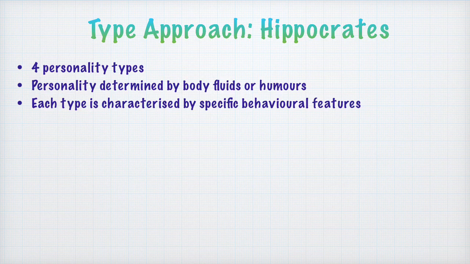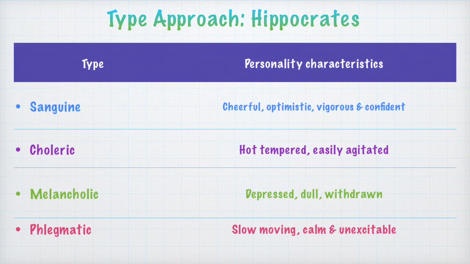According to Hippocrates, personality can be divided into 4 types. These 4 types are based on the kind of body fluids. Each personality type is characterized by specific behavioral features. The first type is sanguine, which is characterized by personality qualities such as cheerfulness, optimism, vigor, and confidence. So, people who are sanguine types are cheerful, optimistic, vigorous, and confident.